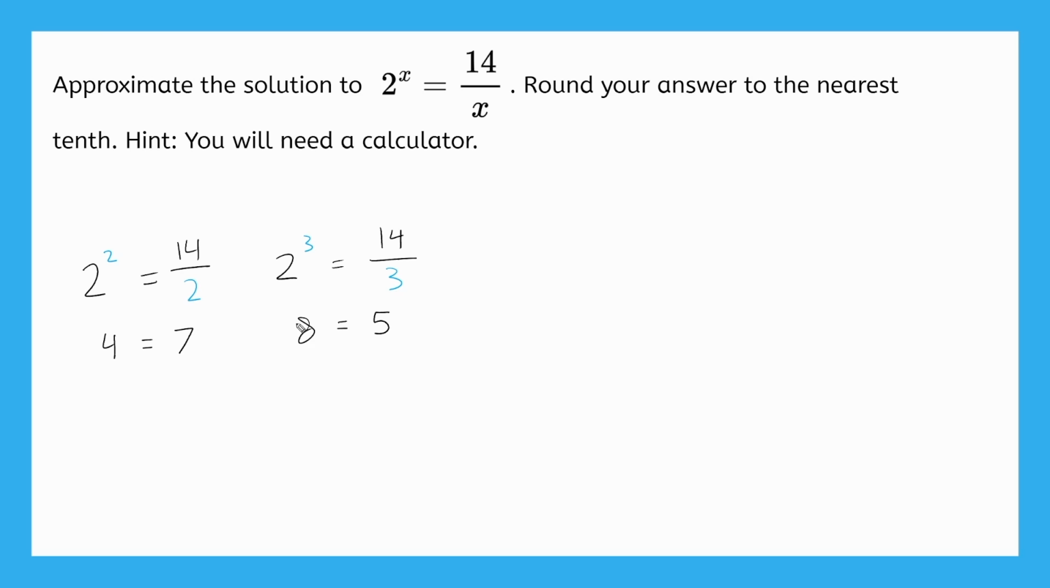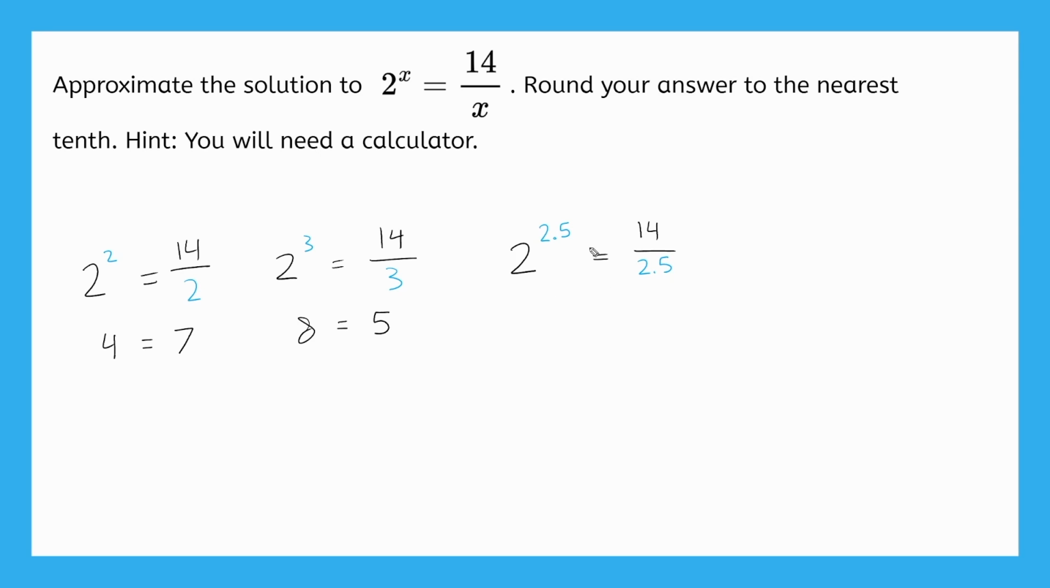It's a little smaller, but we can already see that we're certainly going to be in between 2 and 3, because here this side was too small, and here this side was already too big. So as my first guess with a decimal, I'm going to guess right in between 2 and 3, and I'll guess 2.5. And normally I would write 2.5 as 5 over 2, but because we're plugging this into a calculator, I don't mind writing this as 2.5 with a decimal. So that's 2 raised to the 2.5, and that's going to be equal to 14 over 2.5.